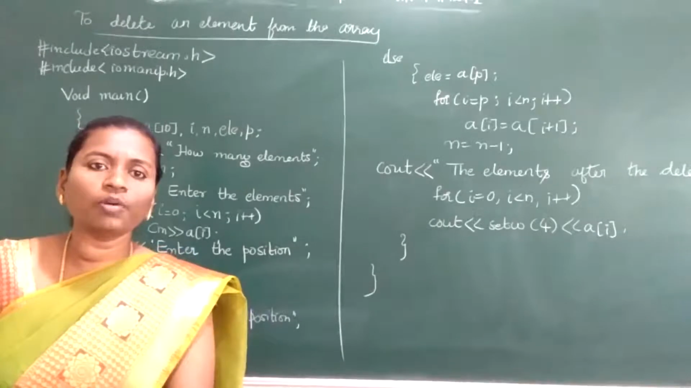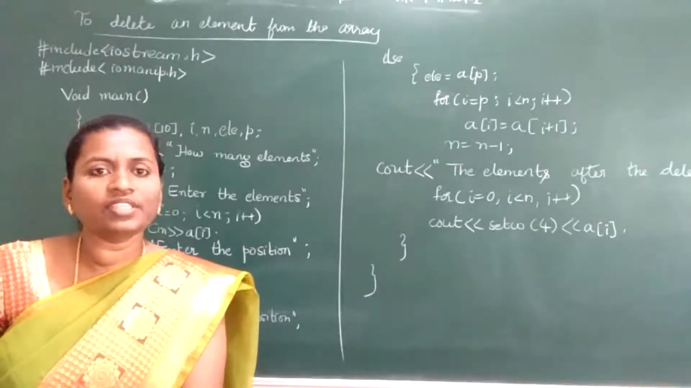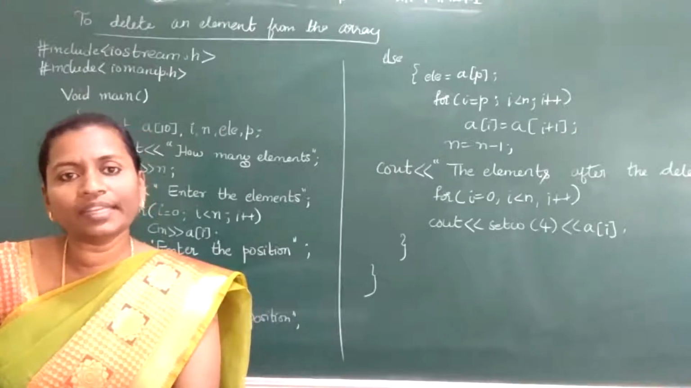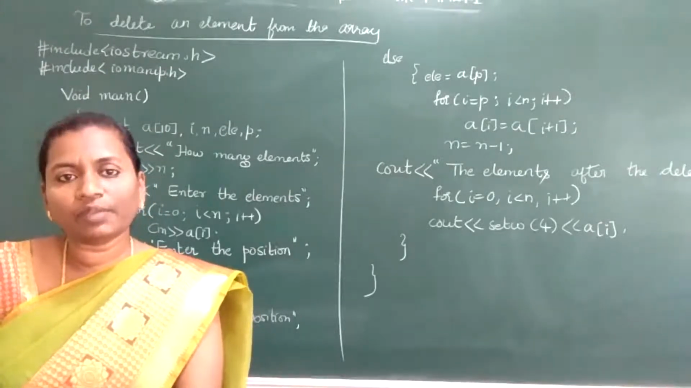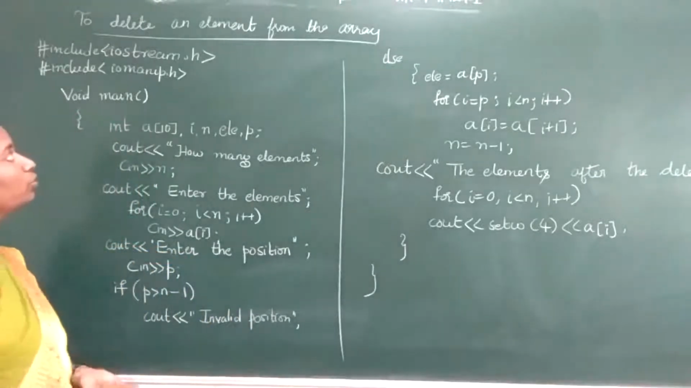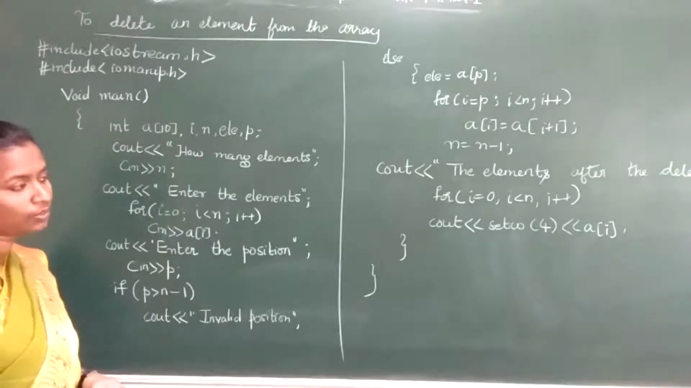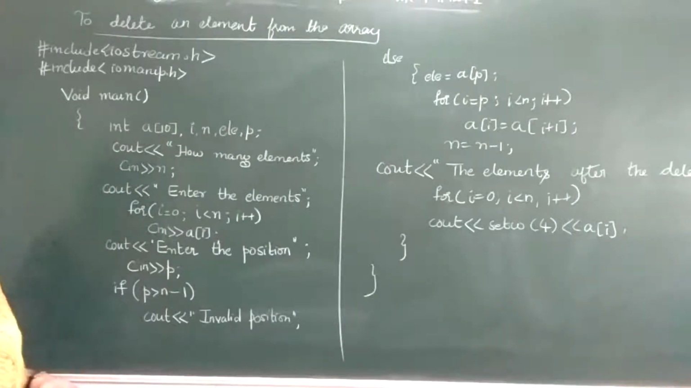So I spoke about deleting an element from an array. Now I have written the program. We have seen the algorithm and the tracing. I repeat, removing an element from an array we call deletion. So here we have to remove the element from an array. As a result, your array size will become n is equal to n minus 1. Now we'll see the program, the implementation of deleting an element from an array.